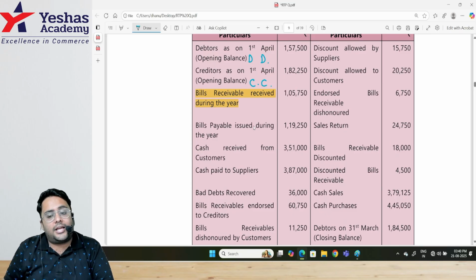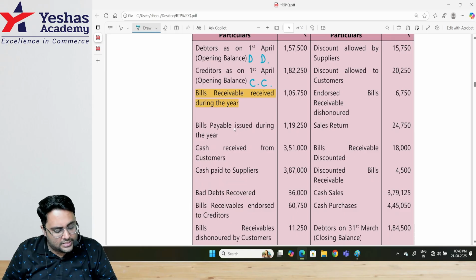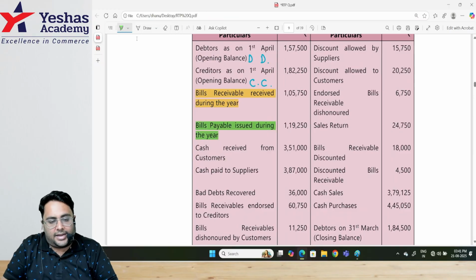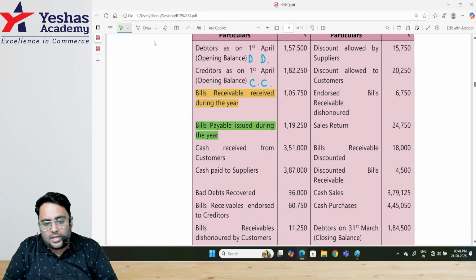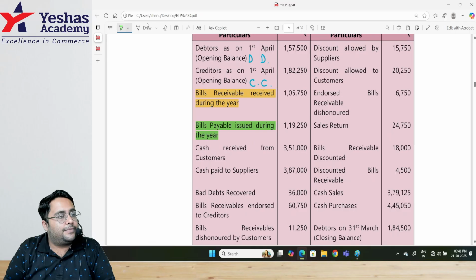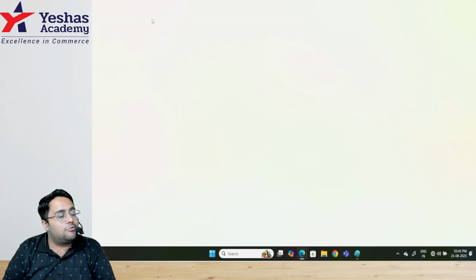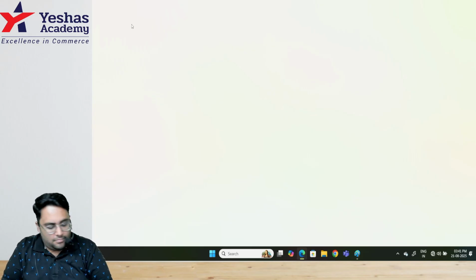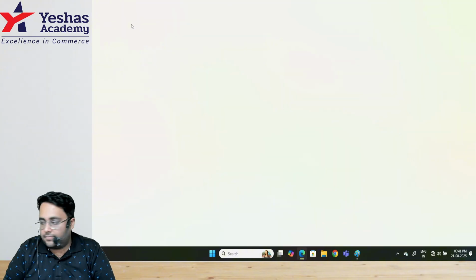Bill payable issued during the year. Where will this come? This will come in your creditor account. In your creditor account, which side? Bill payable issued during the year will come in your creditor account on the debit side. Next one, cash receipt from customers. Debtor account, credit side. Cash paid to supplier. Creditor account, debit side.